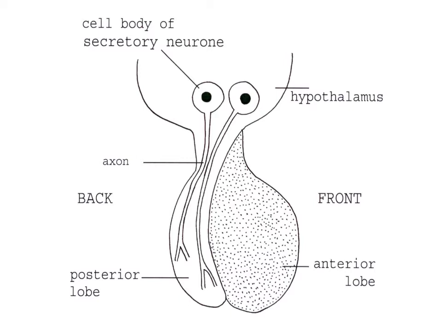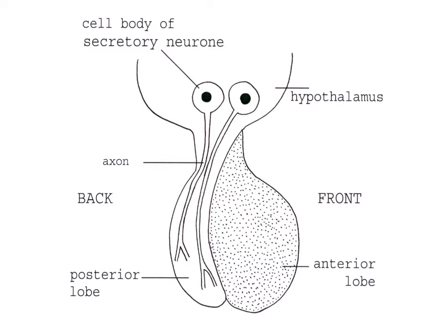The posterior lobe of the pituitary gland is actually made of neurological tissue, and hormones released from this lobe are actually produced in cell bodies located in the hypothalamus. Once they've been synthesized, these hormones are packaged into granules, which then migrate down these long secretory axons before being released from the posterior lobe of the pituitary gland.